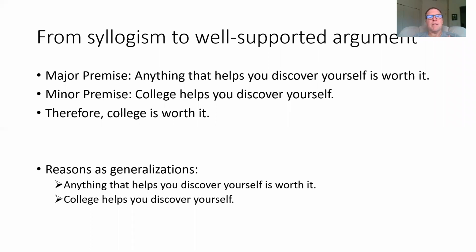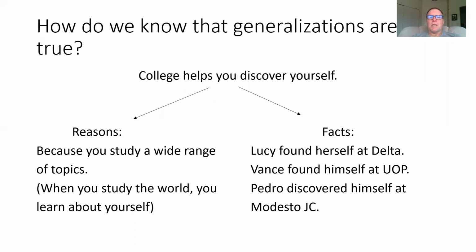Now, another way to think about these is these are all generalizations. They're all general statements. College is worth it is a general statement, and it's supported with two other general statements. College helps you discover yourself. Anything that helps you discover yourself is worth it. Those themselves are general statements. Well, then the question really raises itself: how do I know that these generalizations are true?